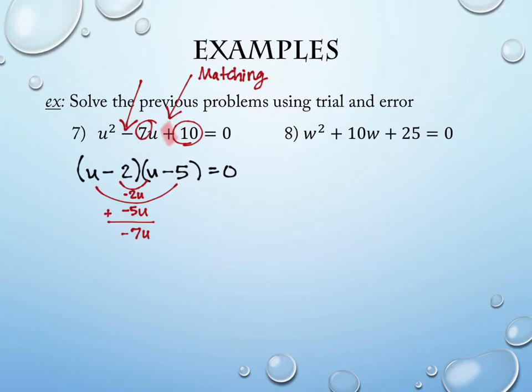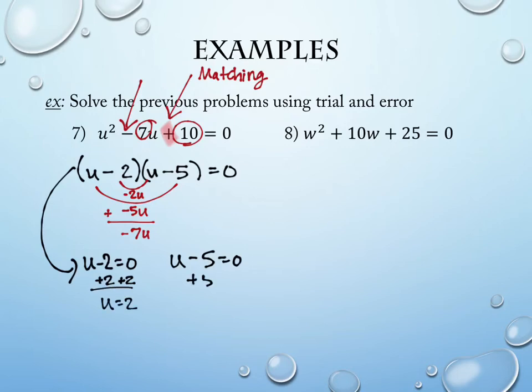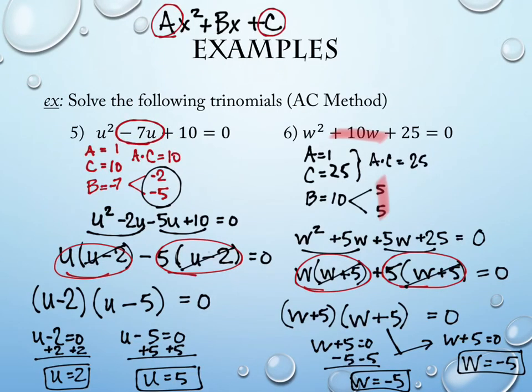What that means is that I can now take my factored form that I had here and set each piece equal to 0. So u minus 2 equals 0. u minus 5 equals 0. I add my 2, and u is 2. And I add my 5, and u is 5. It's a lot less work, right? It really is. And I promise you, this will matter. It just doesn't really show up as being very valuable yet. But we'll come back to it.